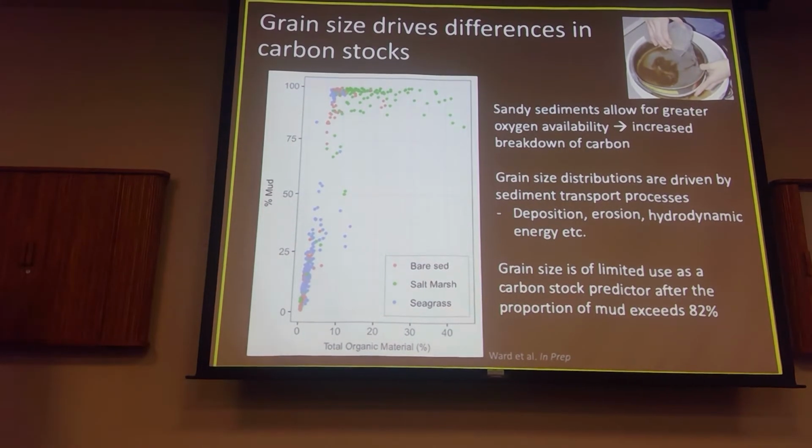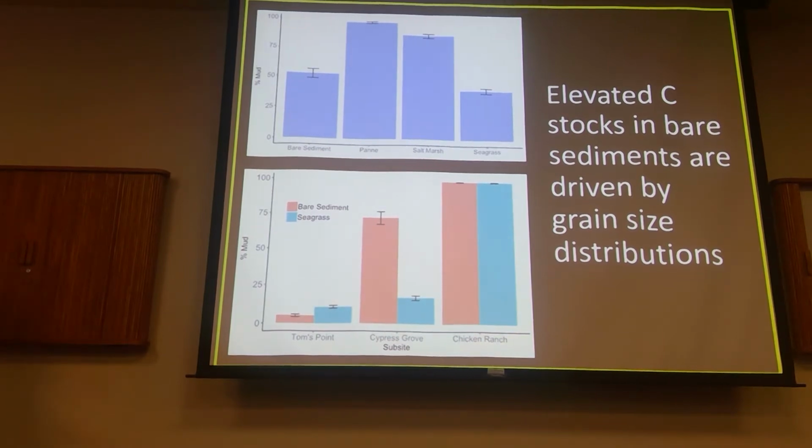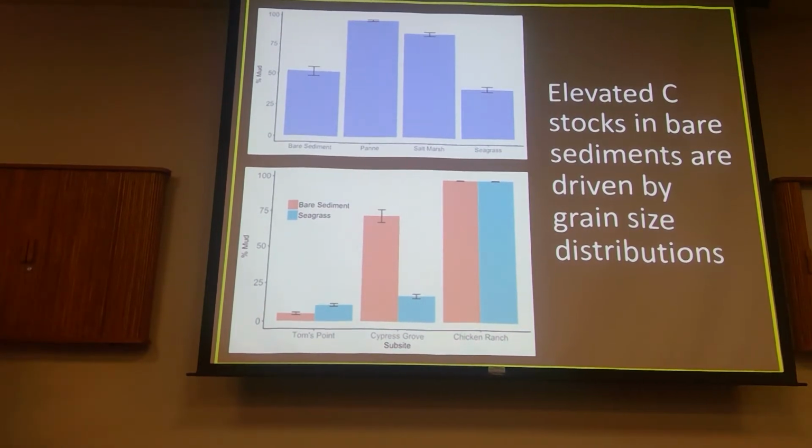And just to show you a little bit why our bare sediments didn't store more carbon than our seagrass meadows did, a lot of that is driven by this site in the middle on the bottom here that shows you that the bare sediment in Cypress Grove, which is in Tomales Bay, actually had much finer sediment than the seagrass meadow did. And that's not typical because the seagrass meadows can usually settle out particulate organic material, which leads to finer, muddier sediments inside the meadow, which drives those differences.